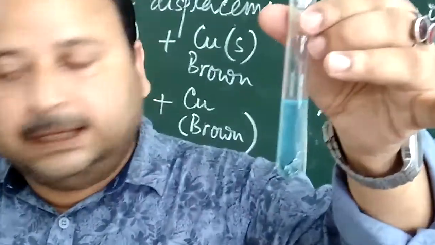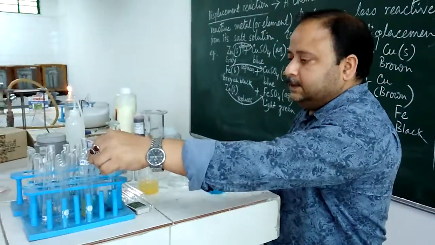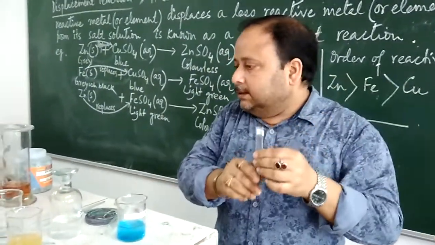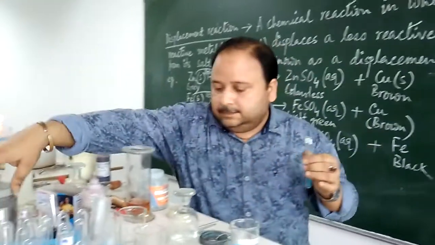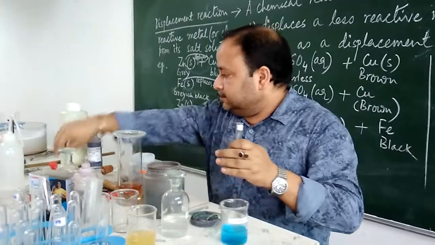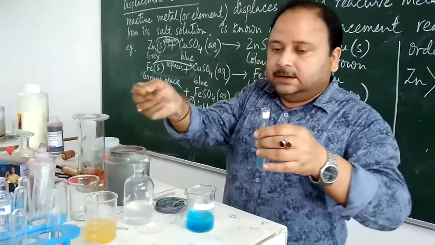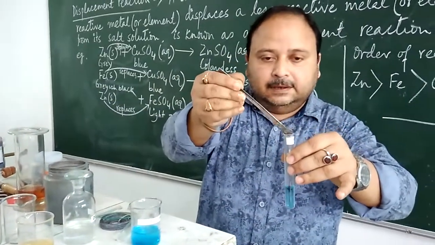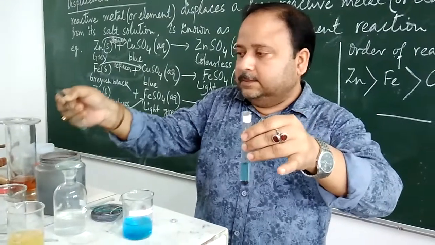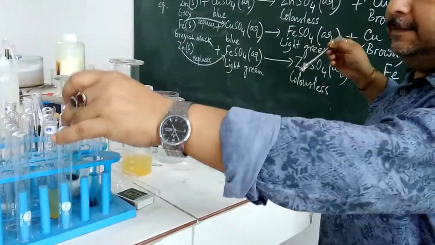Okay, this reaction will take some time, therefore I am keeping it here. Next, I will take copper sulfate again which is blue in color. To that, I will add iron metal. Iron metal is greyish black in color, so I will be adding this iron metal to copper sulfate solution which was blue in color. I am keeping it here again.